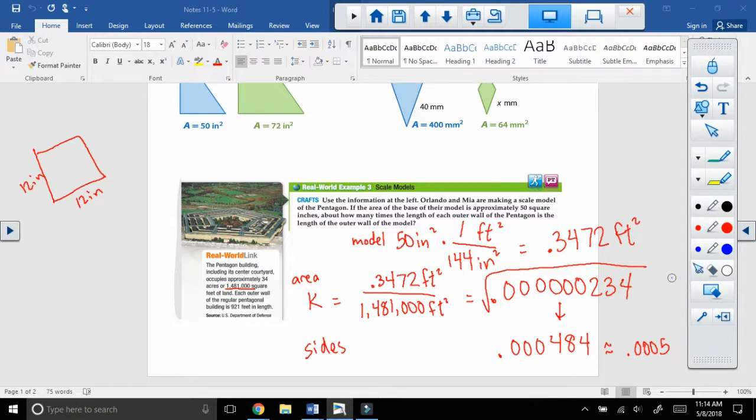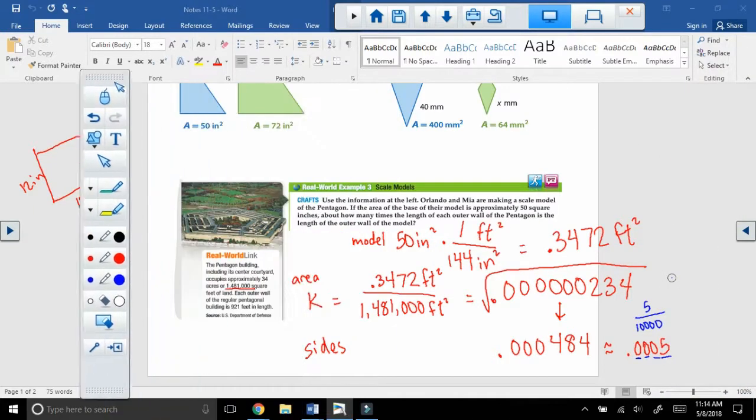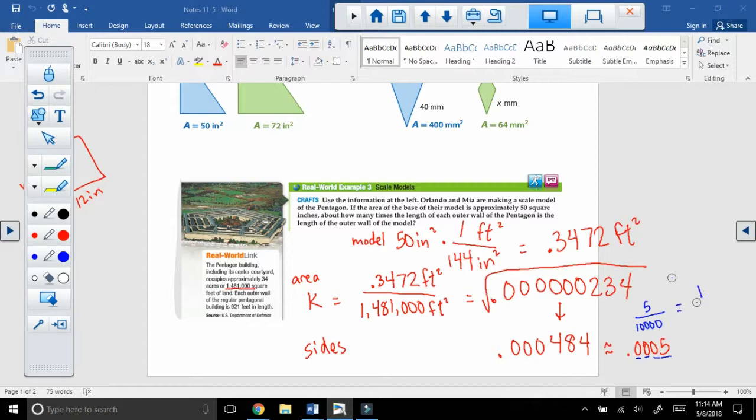So what place value, this is really good review from years and years ago, what place value is that 5 in? This would be tenths, hundredths, thousandths, 10,000ths. So this is 5 10,000ths, which is the same thing, when you divide each of those by 5, as 1 over 2,000.